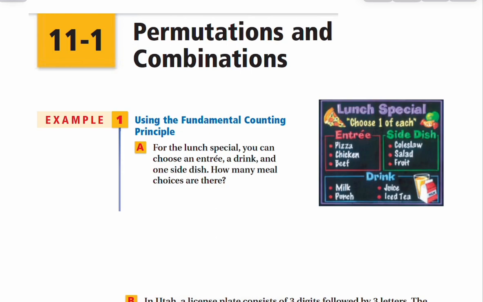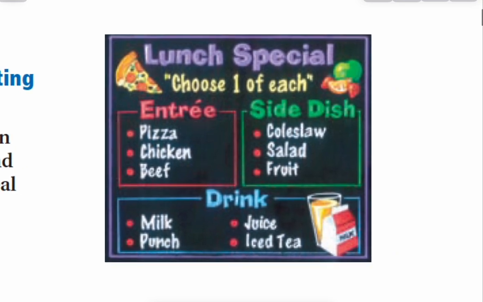Okay. So I think this example will help us really figure it out. You've got this menu. And on the menu, you have a choice of an entree, a drink, and a side dish. And the question is, how many meal choices do you have? How many different meals could you plan out? How many meal choices are there?